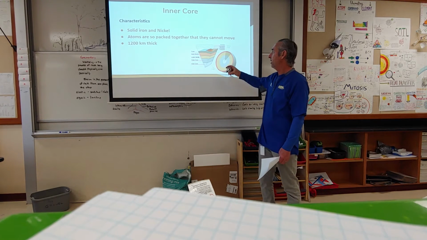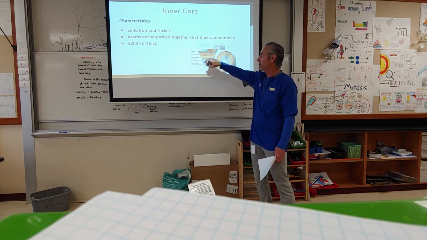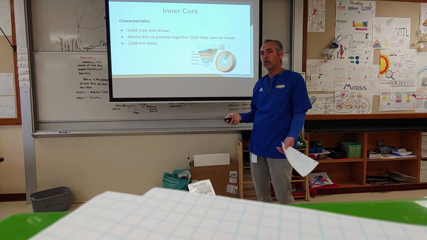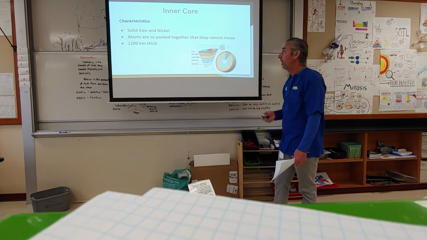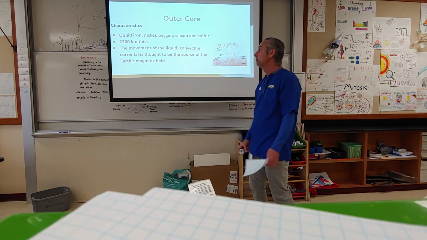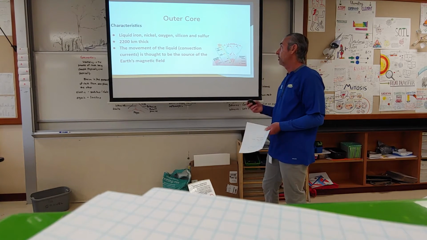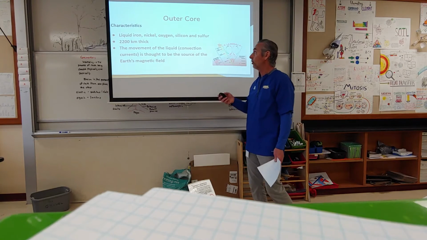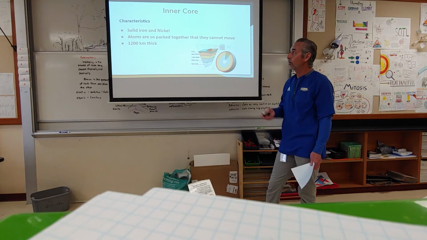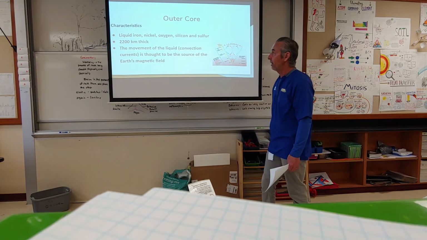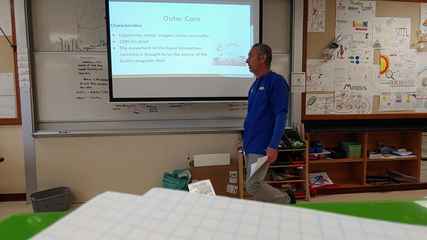One thing that I want to tell you is that the crust is also a part of the upper mantle, which we would also call the lithosphere. Outer core: it's liquid iron, nickel, and some oxygen, silicon, and sulfur. It is much thicker than the inner core. If I go back here, the inner core is 1,200 kilometers, and the outer core is about 22 kilometers thick.